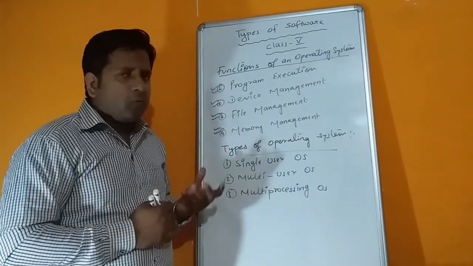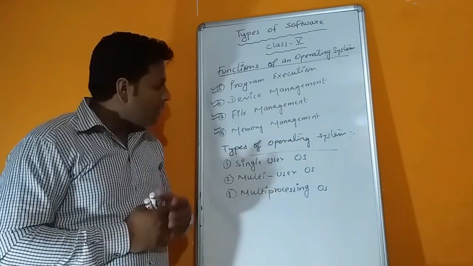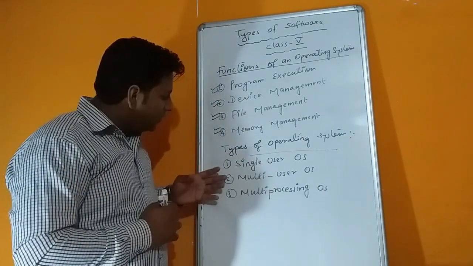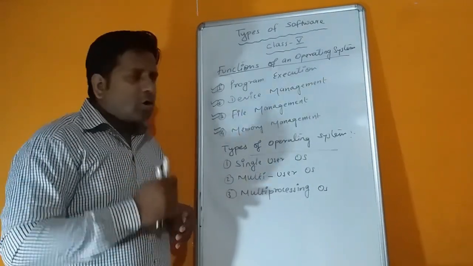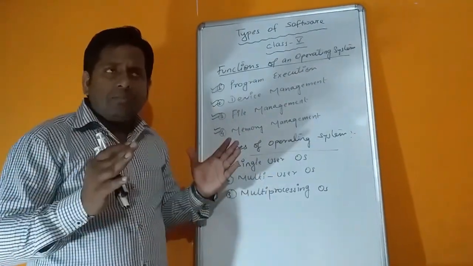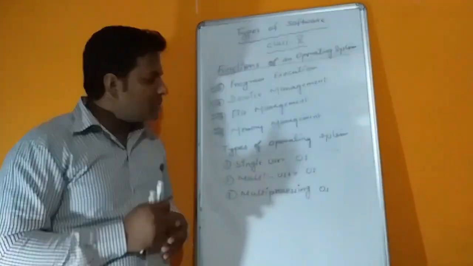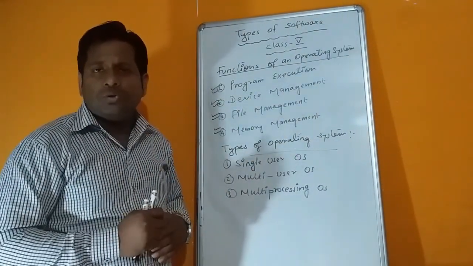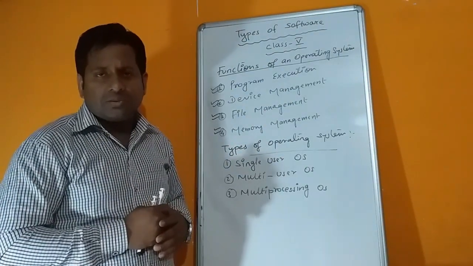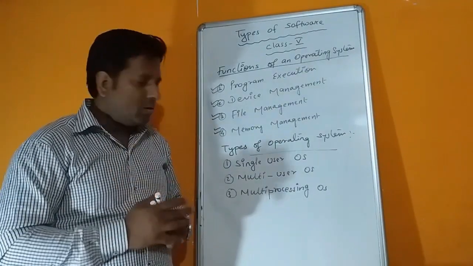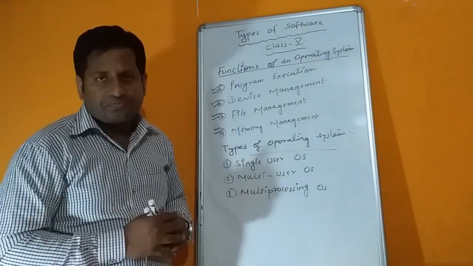Based on this, we can say that operating systems are of three different types. What are the three different types? Number one, single user operating system. That means a computer can be used by a single person. Only one person can use that particular computer, that particular operating system. The example is Microsoft DOS, the old one. Nowadays we are not using this.